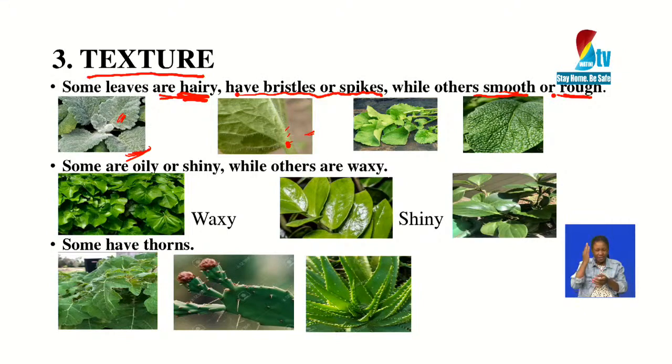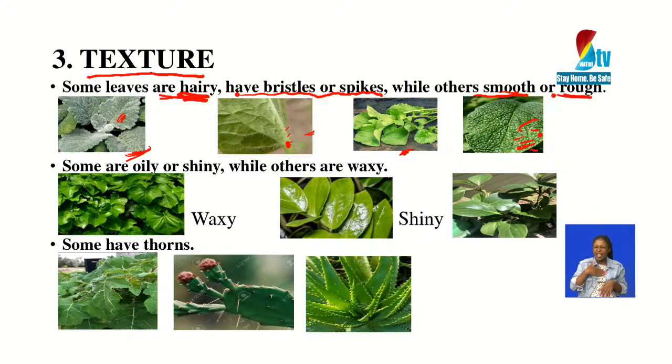Number 3, we are seeing this one. These leaves are very smooth when you touch them. The last one is rough. You see, it has something like small squares around, which means it is rough. So when you touch it, we are going to feel the roughness of the leaf.